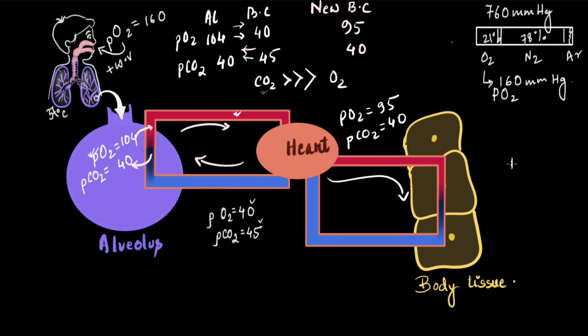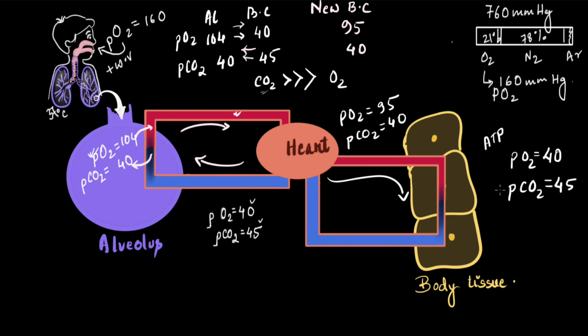Now let's see the partial pressure of oxygen and carbon dioxide in the body tissues. Since our body cells are always working, they are producing and utilizing a lot of ATP. In the process, they produce a lot of carbon dioxide, okay, and consume a lot of oxygen. So oxygen becomes scarce in the body tissues. It becomes 40, and carbon dioxide, since it's produced every time, rises to 45.